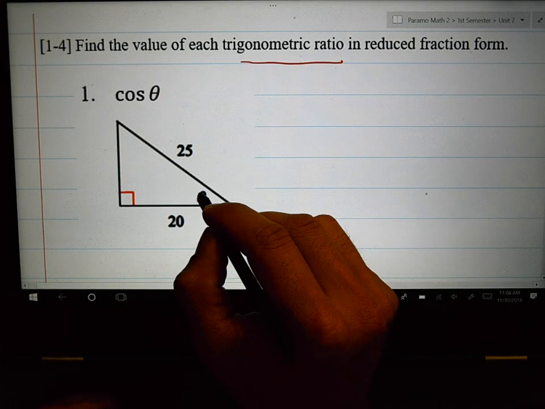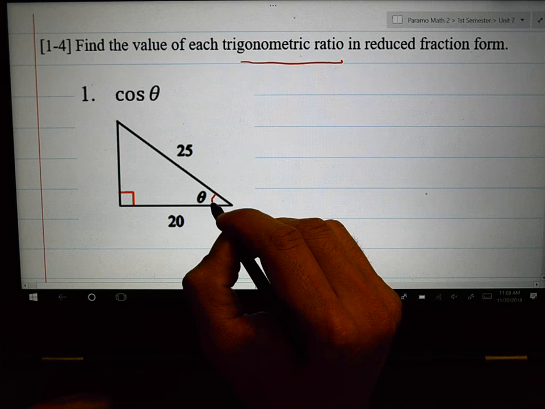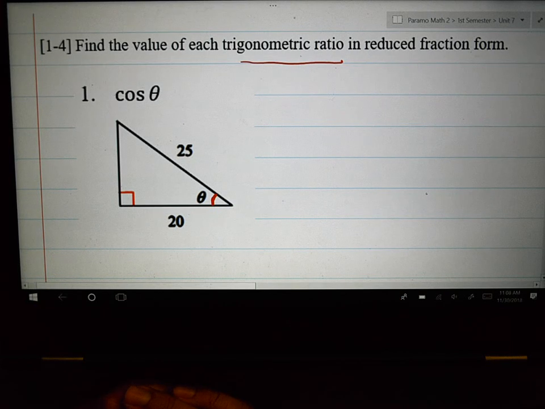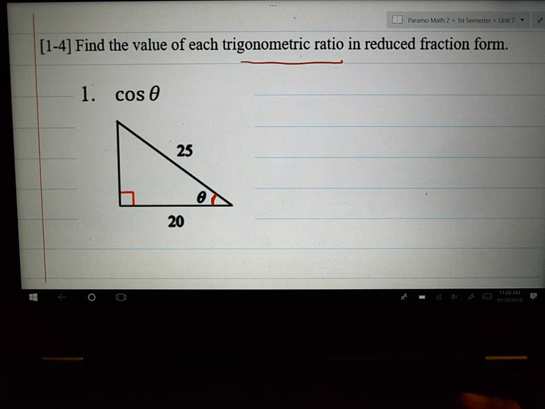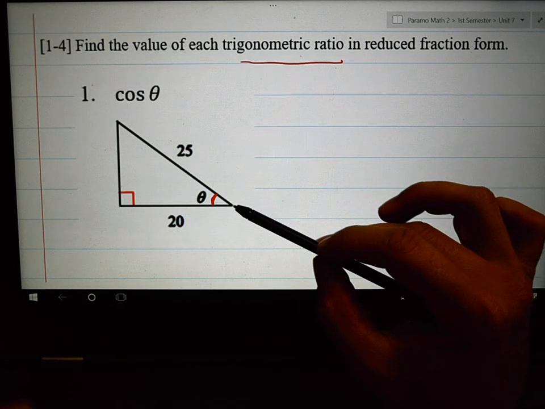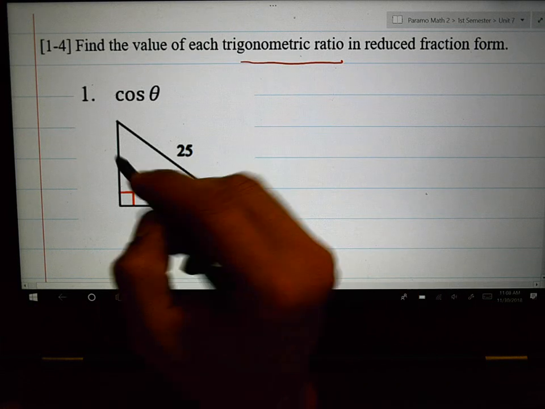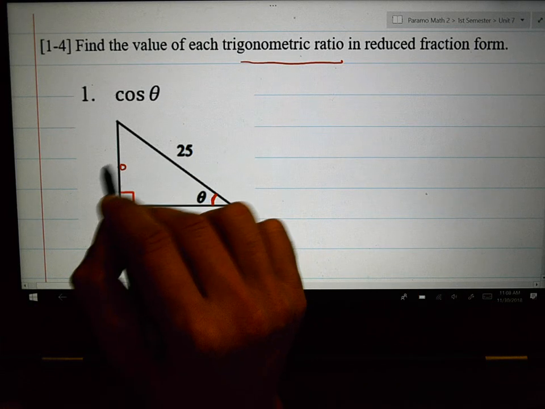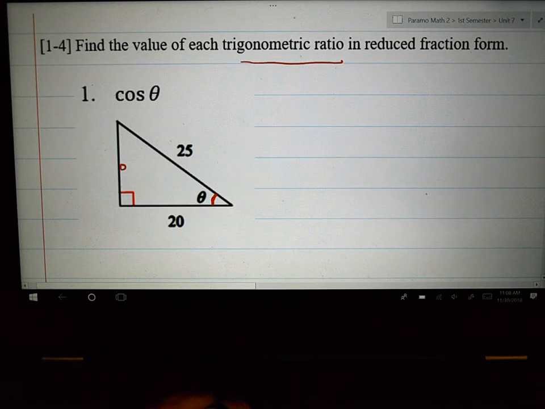First thing we do is say, well, this must be the angle. They gave us theta, so I highlight the angle. That's step 1. Step 2, we label it O, H, and A. O stands for opposite. I go and I say, which side is opposite? I'm going to put an O right next to this, and there's nothing next to it. I'm not going to really use the O.